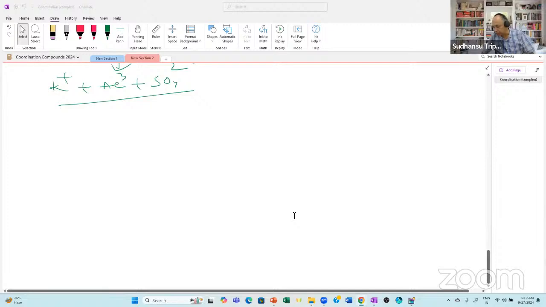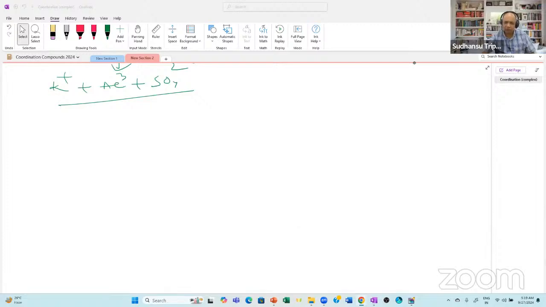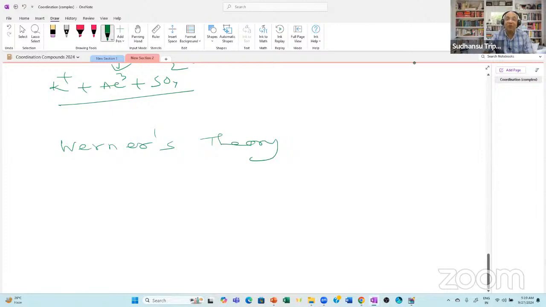Now, as I have told you, Werner was the first person who developed the theory of coordination compounds. So let us study it. It appears in the exam. We'll be studying in a very simplistic way, without wasting much time. This is the primitive theory, Werner's theory of coordination compounds.